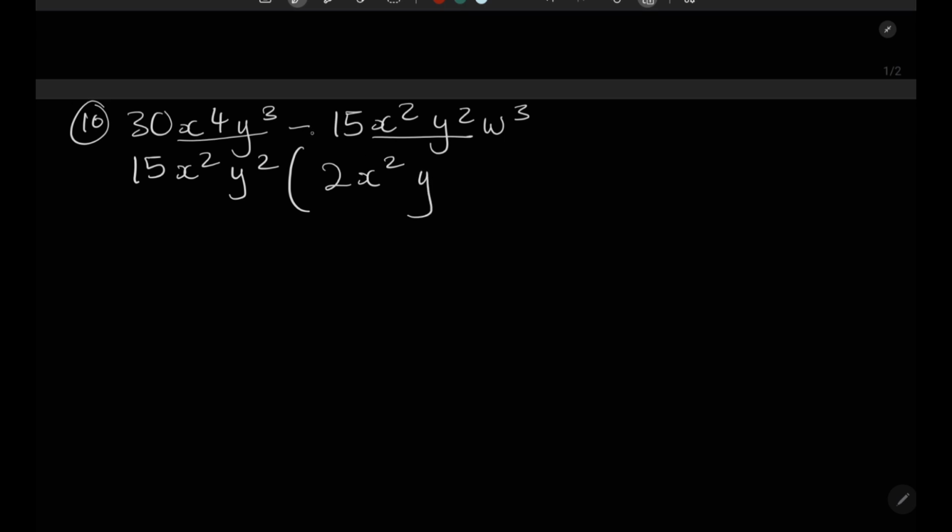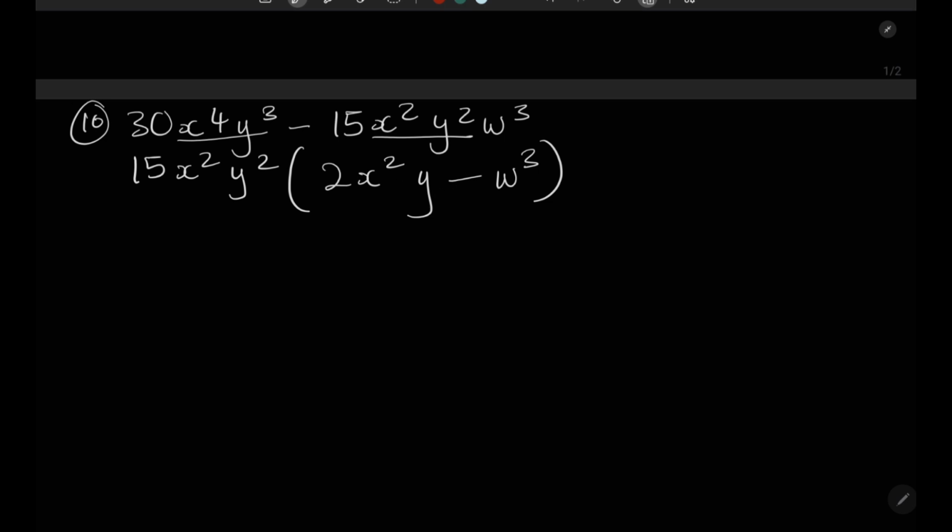Let's move to the second term. Negative 15 divided by 15 is minus 1, so write down your minus. X squared and x squared, 2 minus 2 is 0, so you have nothing there. Y squared and y squared, 2 minus 2 is 0, so you have nothing there. W cubed. So w cubed. Your final answer is 15x squared y squared(2x squared y minus w cubed).